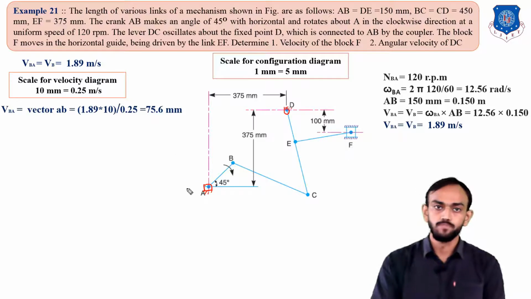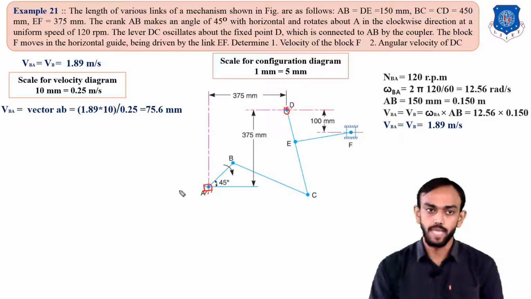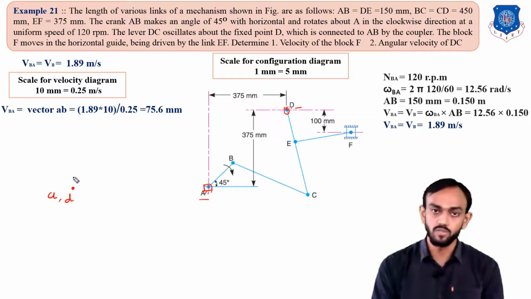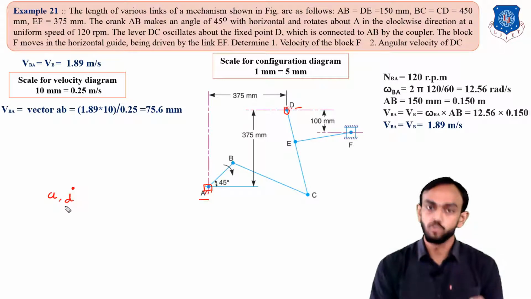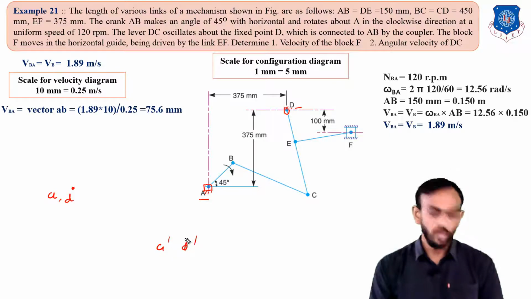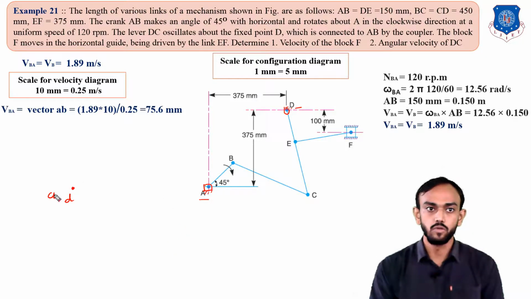As you know the rule, all the fixed points will be in the same place. First of all, how many fixed points can you see on the screen? This A and this D are fixed, so I will put them here. All the points on a space diagram we write in capital letters, and in the velocity diagram we write them in small letters. And in the acceleration diagram, which we will learn in the next chapter, we put A dash and D dash. Remember that. So now we have located A and D here.